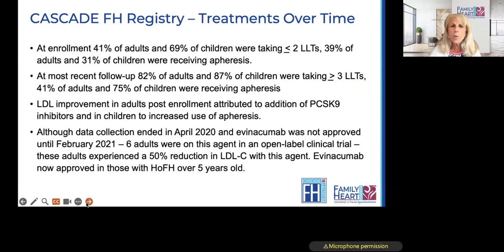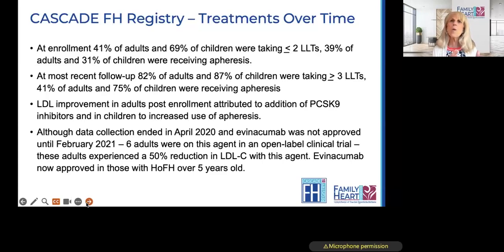At enrollment, 41% of adults and 69% of children were taking less than or equal to 2 lipid-lowering therapies. 39% of adults and 31% of children were receiving apheresis. And we know that apheresis is really important as a modality of care for people with HoFH. At the most recent follow-up, meaning at the time of our data cut, April of 2020, 82% of adults and 87% of children were taking 3 or more lipid-lowering therapies. Many people were taking 4 or 5 lipid-lowering therapies, and those are the people who get closer to goal. 41% of adults, 75% of children were receiving apheresis.